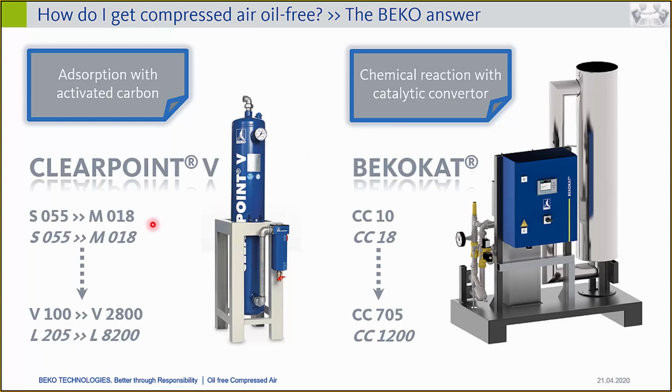Here, the small sizes, the S and the M types, look the same as the filters here, and they have integrated cartridges. That's for the S and the M versions. The bigger types, V100 to V2800, respectively the L205 and L8200, are tower versions with threaded or flange connections available. So what does the treatment process of the BEKOSPLIT look like?